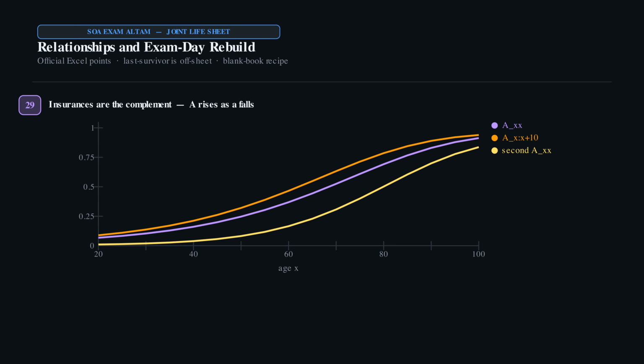Purple AXX starts at 0.0675. Orange two-age insurance starts higher at 0.0886 and stays above. Yellow second AXX starts at 0.0104 and climbs toward V squared. That is the whole first versus second moment picture on this tab.